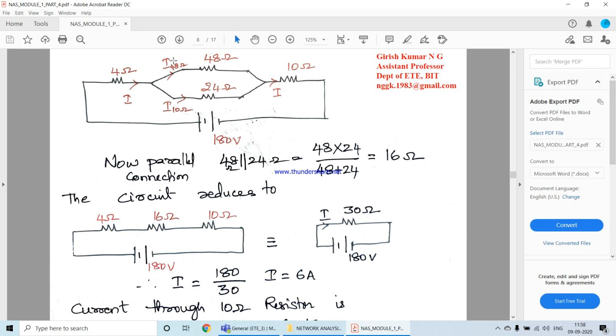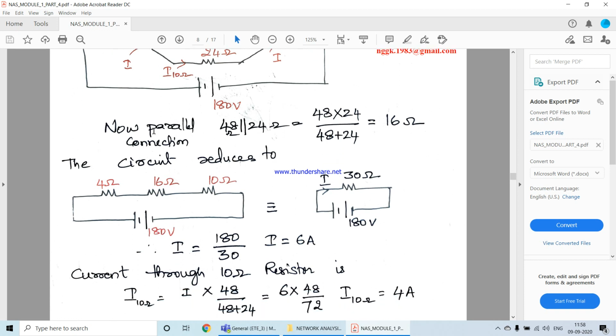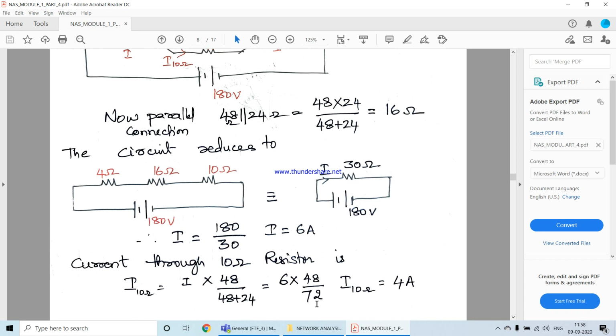Now I is getting divided into two different currents, one through 48 ohms and one through 10 ohms. Now our job is to find out the current through this 10 ohms, right? So the current division rule is: the total current multiplied by the opposite resistance divided by the summation of these two resistances. So I 10 ohms would be equal to total current I multiplied by the opposite resistance 48, divided by 48 plus 24. So I get 6 into 48 by 72. Therefore, I get the current through 10 ohms is equal to 4 amps. This is the solution which we got. Current through 10 ohms is 4 amps.